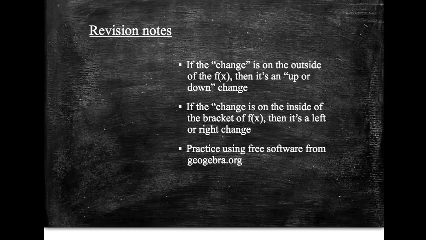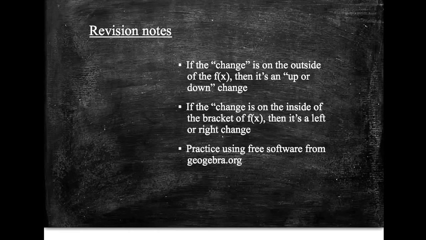If you want to practice any of these things, I would recommend using some software that you can use online, called geogebra.org. You can also download the software. It's really good. You can have a play around, particularly with these sorts of functions. And if you're going on to do A-level, then it'd be definitely worthwhile getting good at this sort of topic.